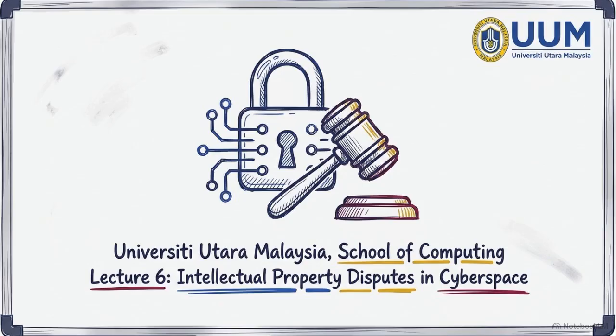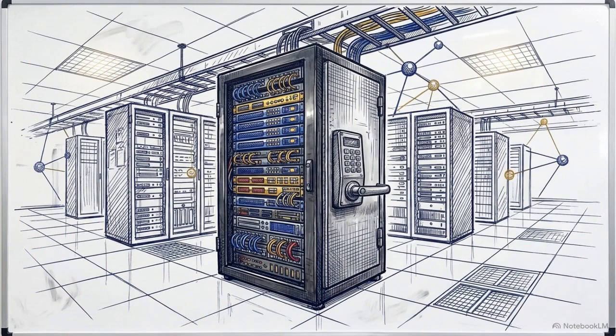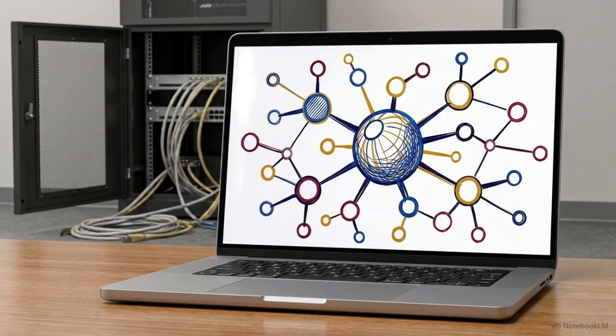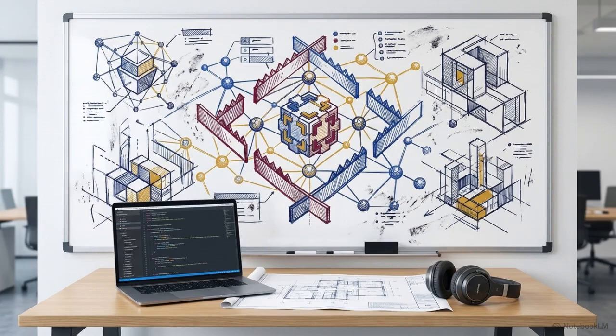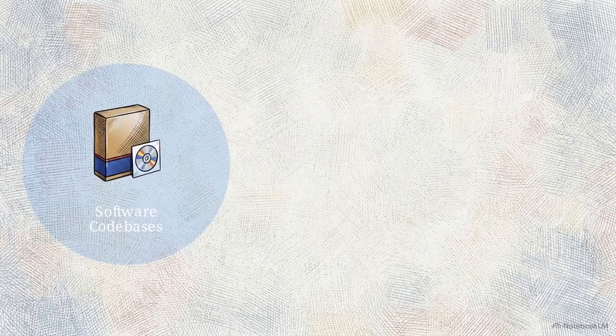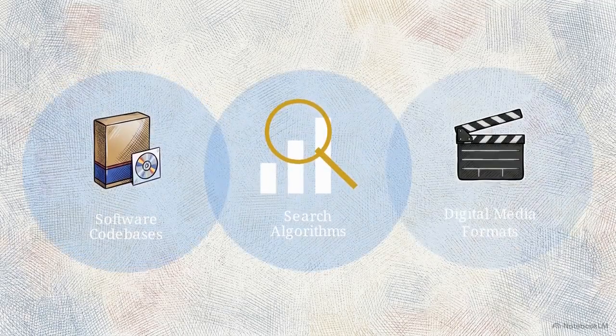This is Lecture 6, Intellectual Property Disputes in Cyberspace. Today, we are examining how traditional intellectual property protects innovation, how cyberspace dismantles those protections, and which ethical frameworks dictate how we build technology. Intellectual property refers broadly to creations of the mind. In computer science, this encompasses software codebases, search algorithms, and digital media formats.